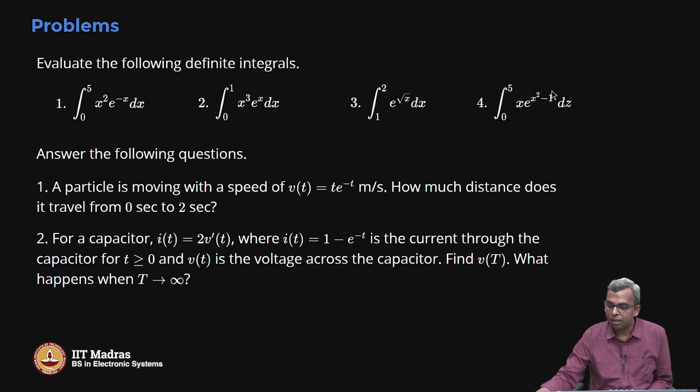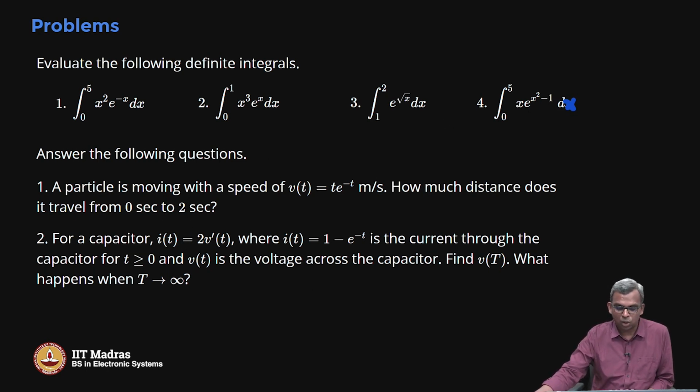Okay. And then this one is also something similar, x e power x squared minus 1. You can make a substitution for this x squared minus 1. Oh, there is a dz here, there is a typo here, this should be dx. I apologize for that. So that is dx. You can put a substitution u equals x squared minus 1 and you will see it will work out. Try that substitution here for the fourth question.